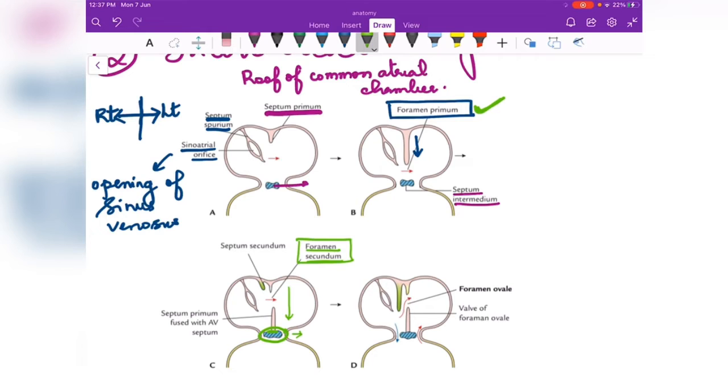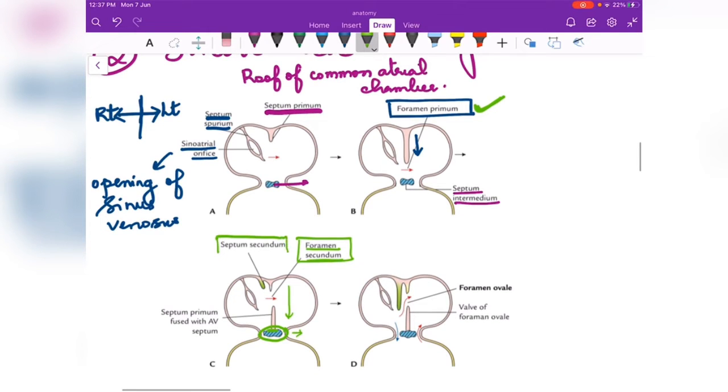At the same time, there will be the development of the septum secundum. I know it's a lot of terms, don't get confused. So we have the septum primum, then the foramen primum. Then the septum primum fuses with the septum intermedium, and because of the degeneration close to the roof, there's a formation of the foramen secundum.